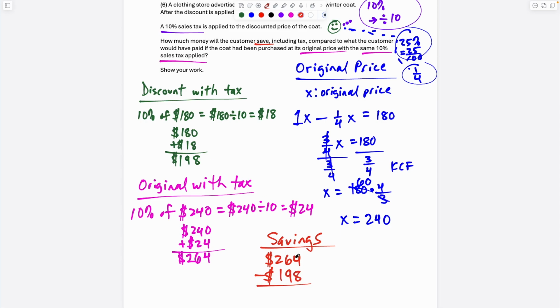Okay, so we just work this out, and I can't do 4 minus 8, so I have to borrow. I put a 5 and a 1 here, and I'm doing 14 minus 8 is 6. I can't do 5 minus 9, so I borrow, and I have 15 minus 9 is 6. The 1 minus 1 just goes away. So I would say here that the savings is $66.